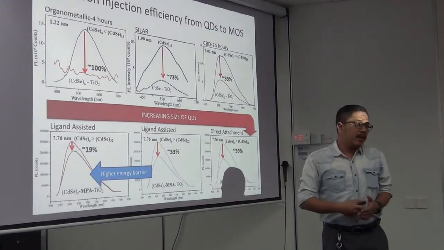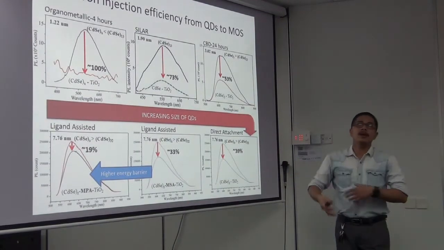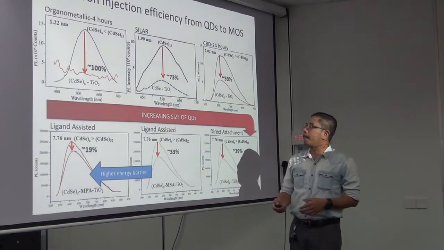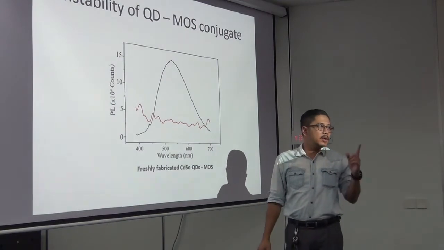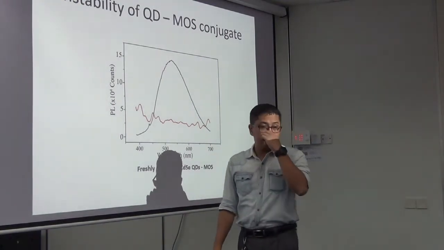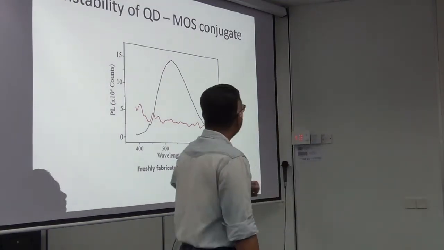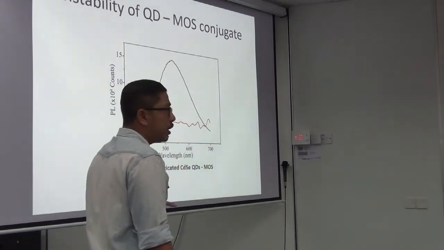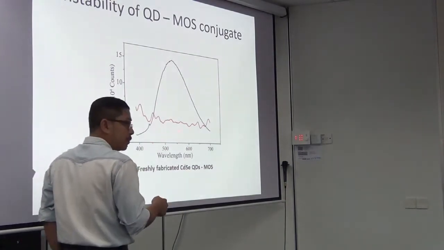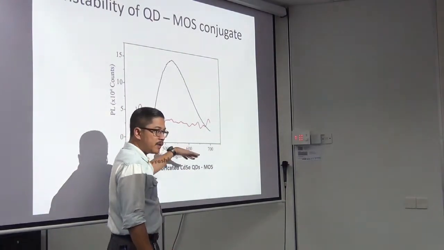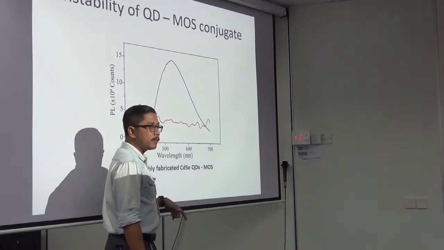So, we choose the organometallic procedure when we go for the fabrication of quantum dot solar cell. But the organometallic procedure has one issue, which is instability. Instability of the quantum dot MOS conjugate. This is the freshly fabricated CdSe quantum dots MOS. We got 100% electron injection.